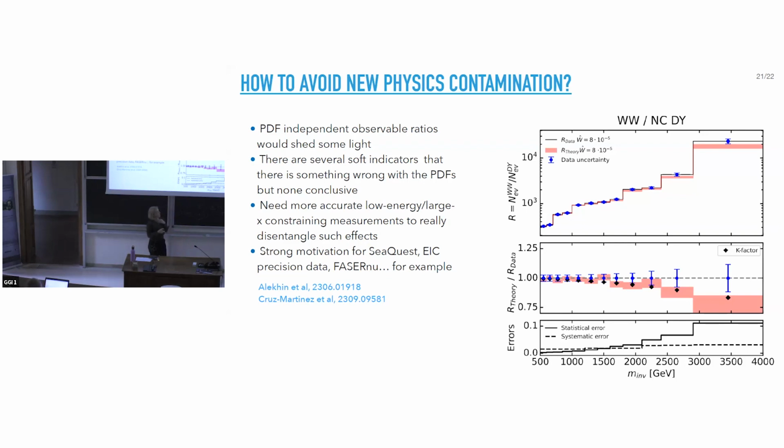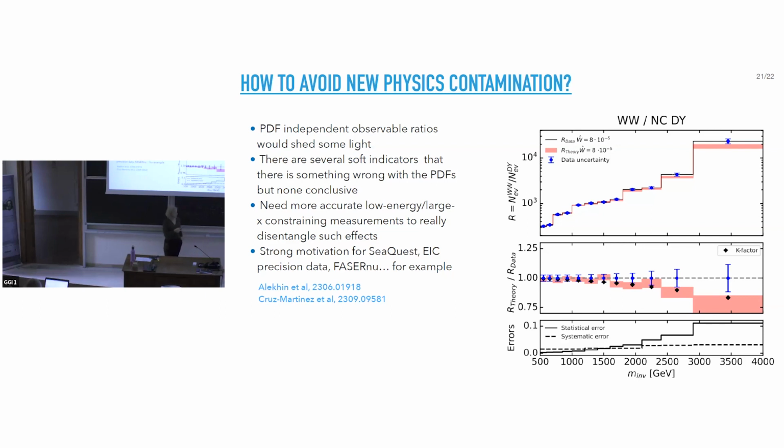And also, everything is some soft indicator that there is something wrong, but nothing is conclusive. So we do have a long section about that because we did try everything. We said, okay, what if we had the LHCb data that are at large rapidity? They wouldn't constrain the anti-quark. So basically, the message is that in the NNPDF fit, we don't have strong low energy constraints on the anti-quarks at large x. And this is what allows this to get away with this kind of new physics contamination.